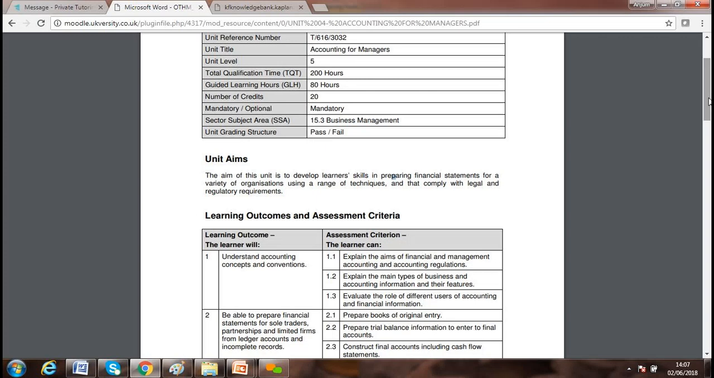Daniel, we discussed financial management and financial accounting. What is the difference between them? Financial accounting is used by external users like investors, yes, and financial management is internal.